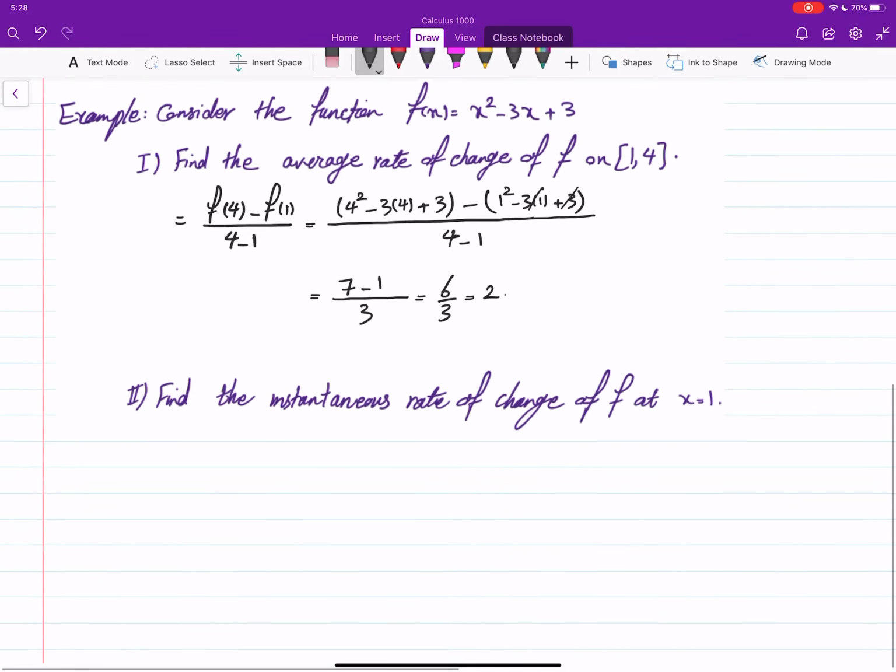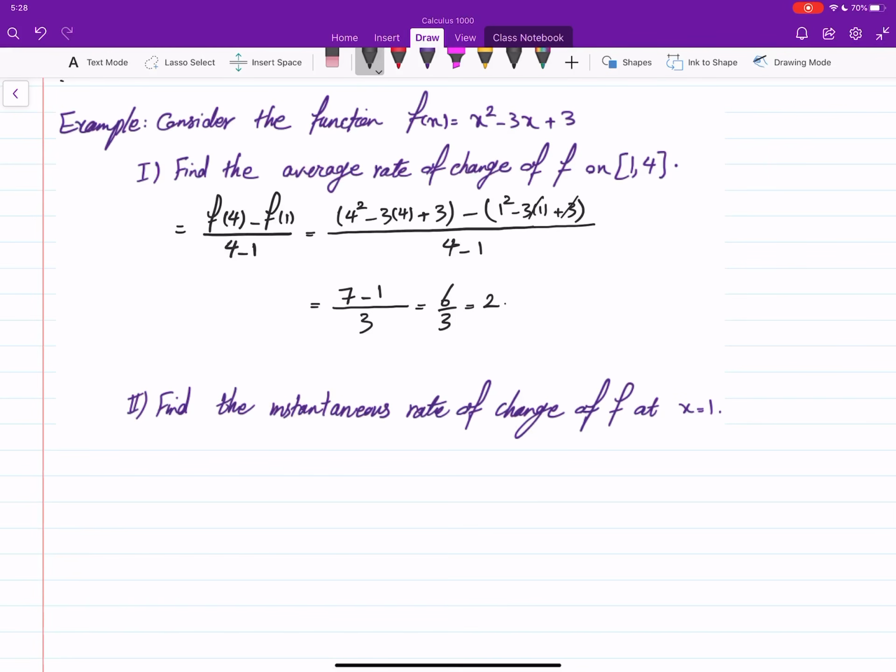How about the instantaneous rate of change of that function at the point 1? So remember what we do. First find the average rate of change of the function on [1, x]. So this is what we have. Then find the limit of that as x approaches 1.